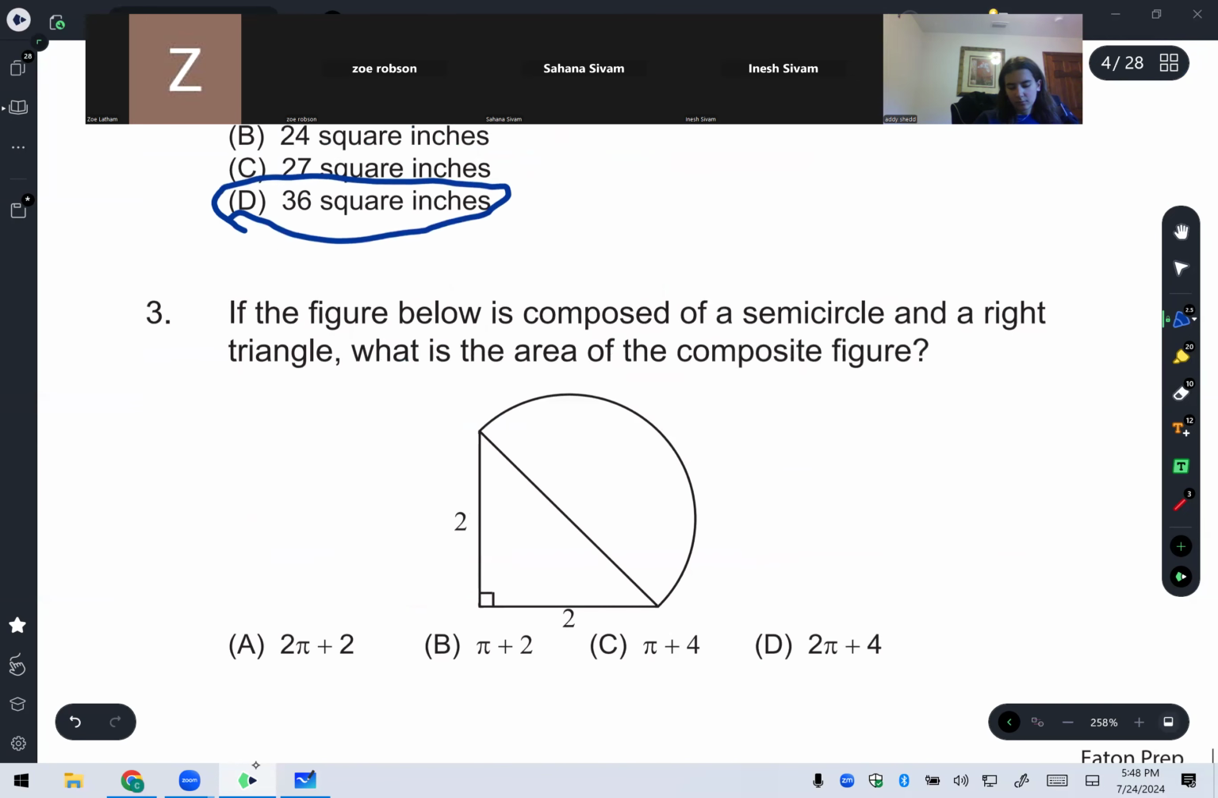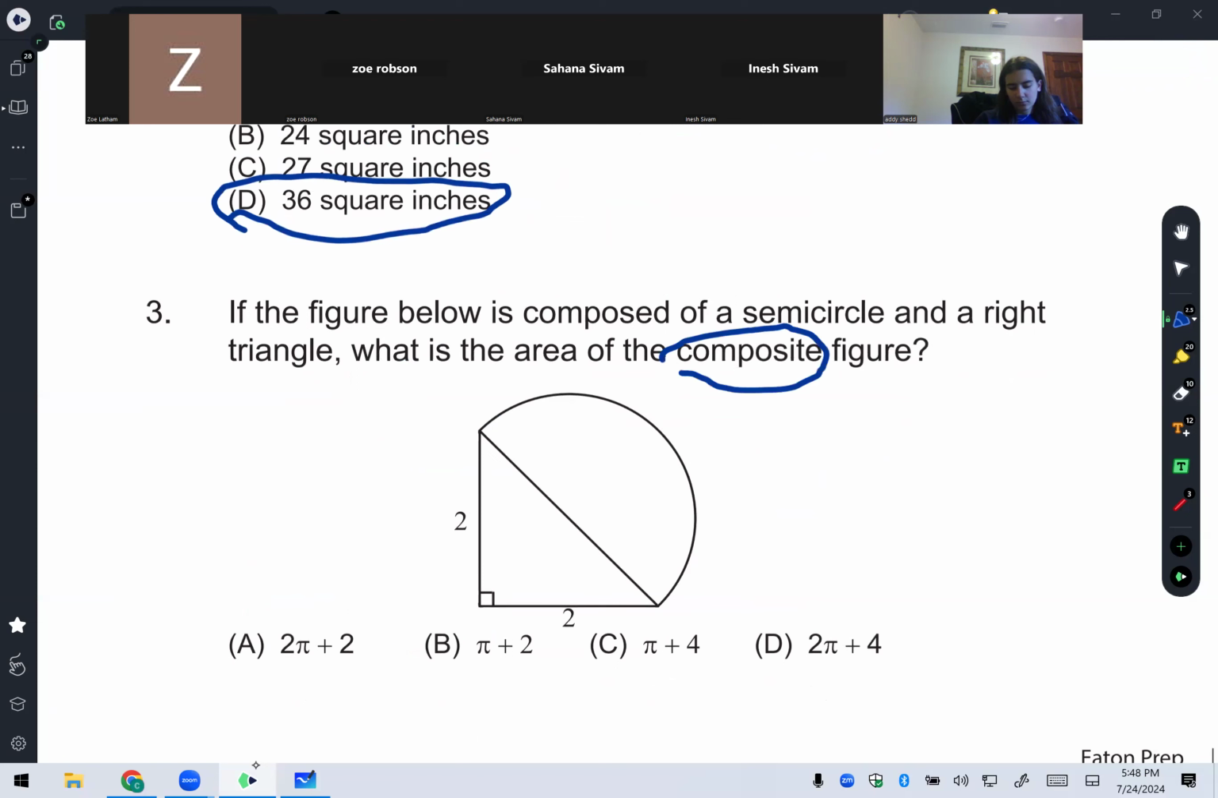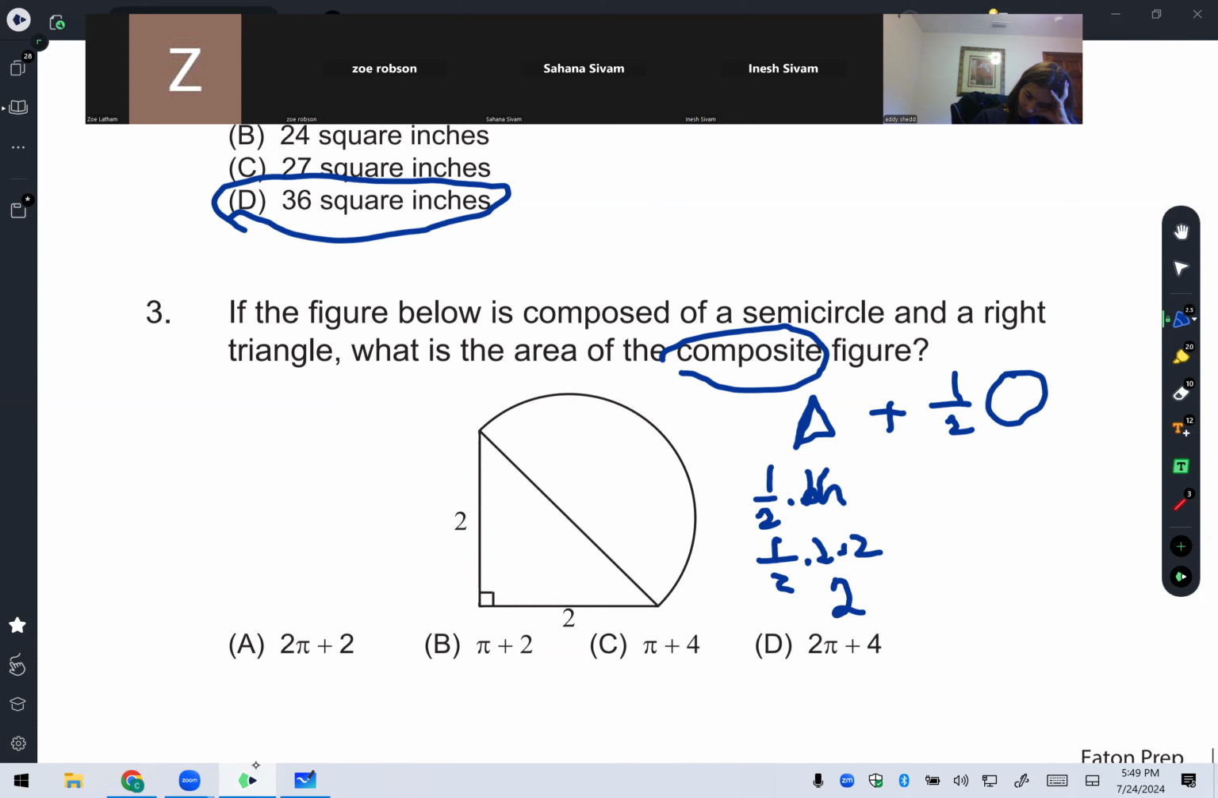This is a harder one. We have a composite figure, so that means we have a triangle plus half a circle. Now, we're going to do triangles in solid geometry next week. We can't cover all the geometry on the test in 2 lessons, that's intimidating enough. So the triangle is going to be pretty easy. It's just going to be half the base times the height. So the triangle area will just be 2.